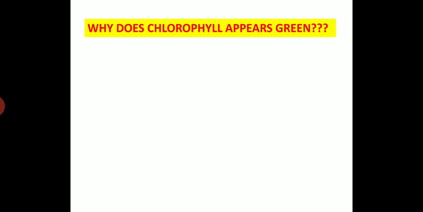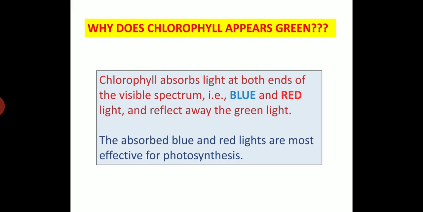Now the next question is, why does chlorophyll appear green? See, chlorophyll, this pigment, absorbs both blue and red light, but it reflects away the green light. As the chlorophyll pigment is reflecting the green light, the light which a substance reflects will be the ultimate color of that pigment. So as chlorophyll is reflecting green light, that's why chlorophyll appears green in color.